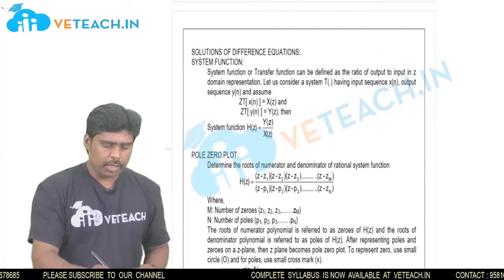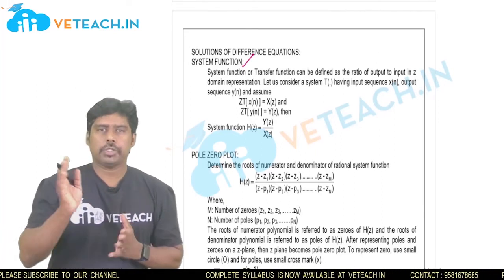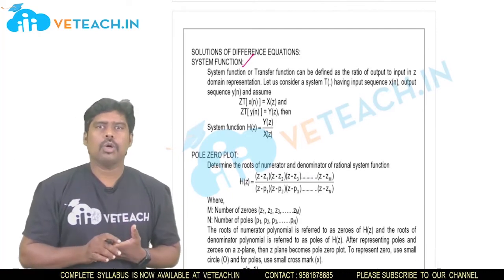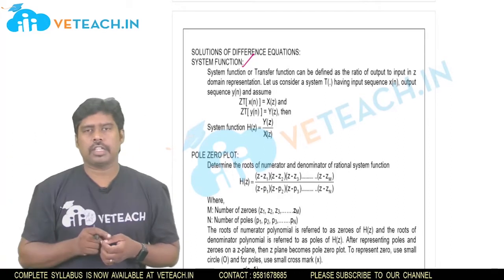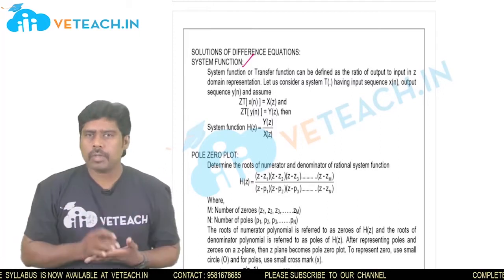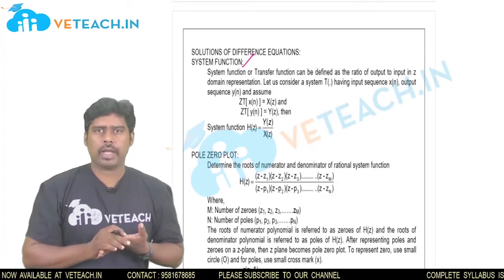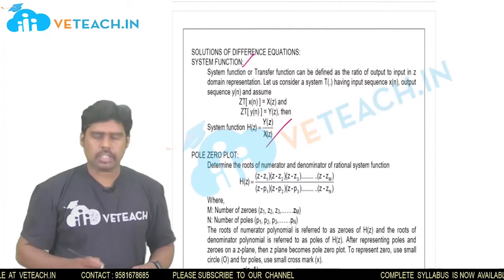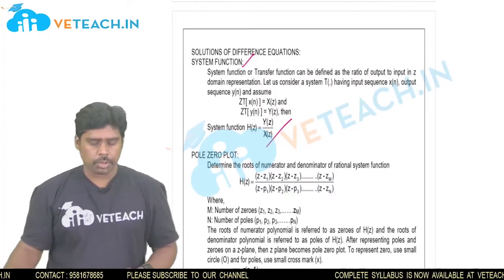So first topic, let me concentrate on the system function. The system function is nothing but H(z), and H(z) is Y(z) by X(z). Suppose a difference equation is given in terms of y(n) and x(n). Apply the Z transform on both sides and bring that expression in terms of Y(z) by X(z), and that is nothing but H(z). It is called the system function, Y(z) by X(z). We will see the numericals also.